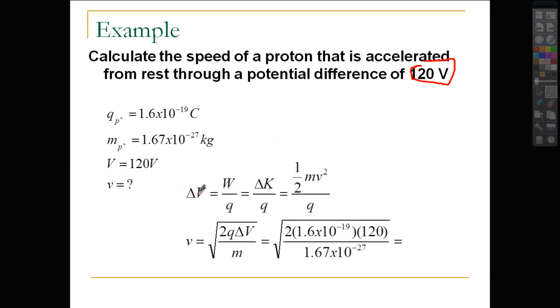So we have the equation we used before, V equals delta V equals W over Q. And W also equals change in kinetic energy, which I said was 1/2 times m times velocity squared, over Q. Solving for v gives us this lovely little equation here, which we know everything in, so we can just plug our numbers in. And we get a speed of 1.52 times 10 to the 5 meters per second. Pretty darn fast.